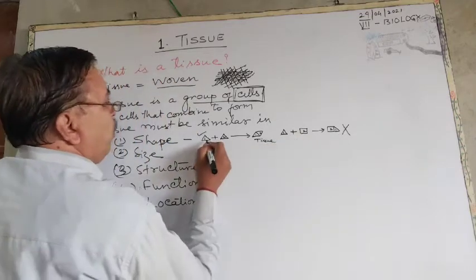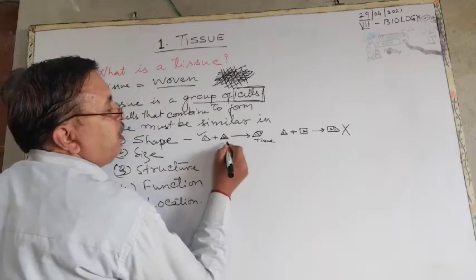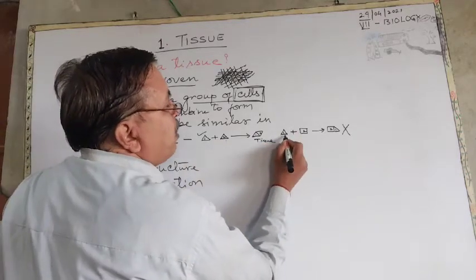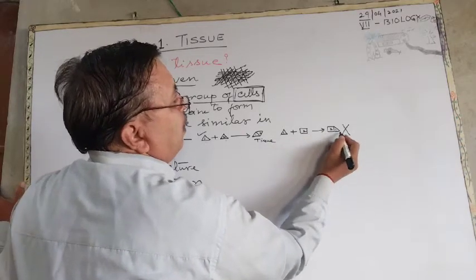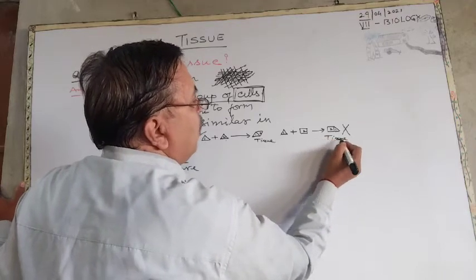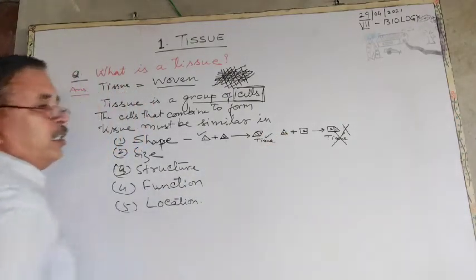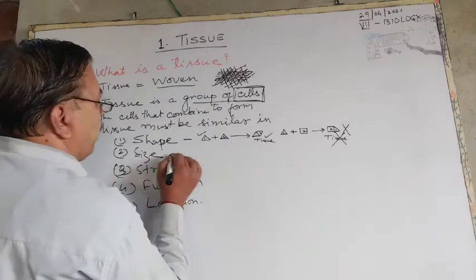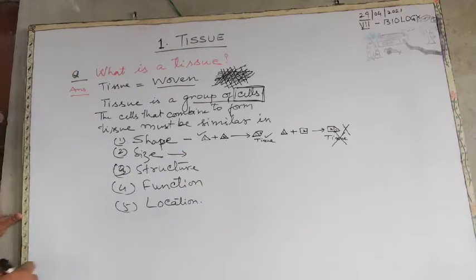if they combine together, this possibility will not give tissue. This is cell 1, this is cell 2, they are similar in shape, both triangular in shape, so they make the tissue. But if one is triangular and another is square in shape, and they combine, they will not make the tissue. This structure we will not call a tissue. Clear? That was regarding the shape.